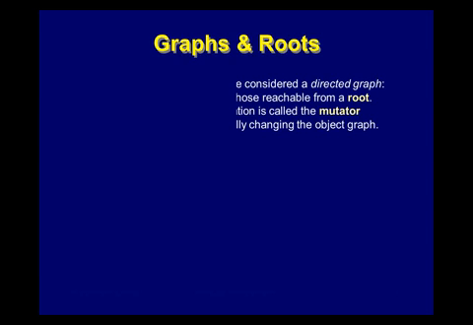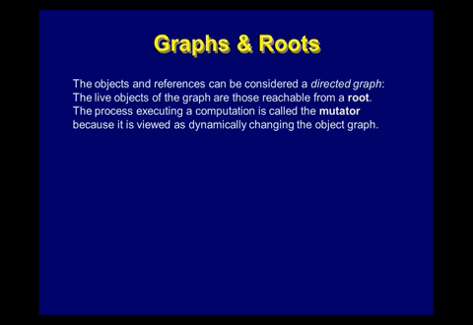Now what is a graph and what is a root? As I told you, we use the mark and sweep algorithm. First mark the nodes of the graph, and then clear the content. The objects and references can be considered a directed graph. The live objects are those reachable from a root, that is, the objects of the graph that are connected from the root.